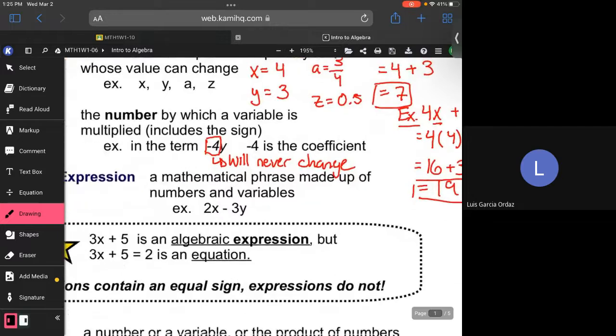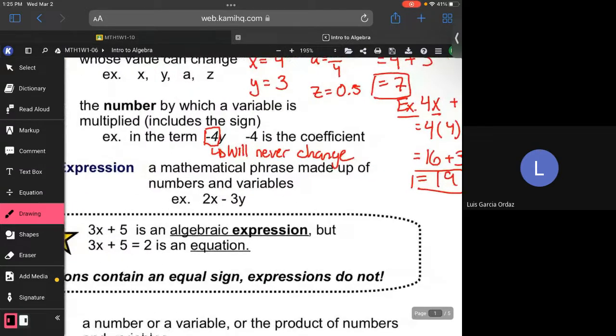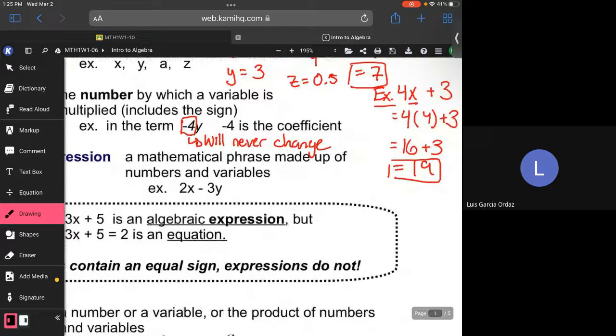Now, the next thing we have is called an algebraic expression. This is a mathematical phrase made up of numbers and variables. For example, we can have 2x minus 3y. That is considered to be an algebraic expression. In order for me to evaluate that, I would need to figure out what number x is assigned, and what number y is assigned as well. In the above, we already had x is equal to 4 and y is equal to 3.